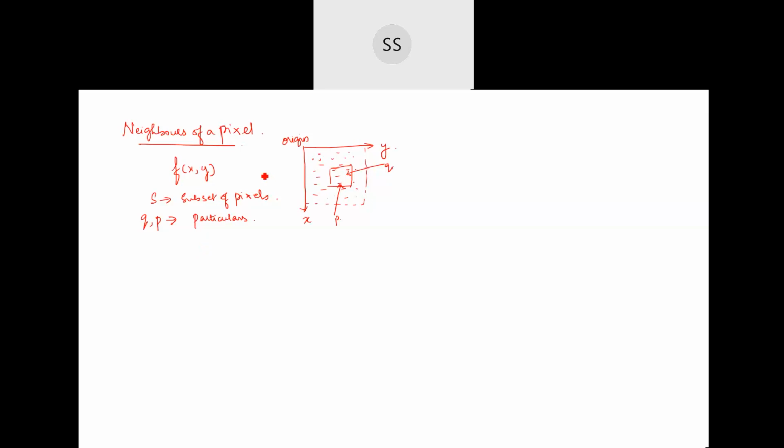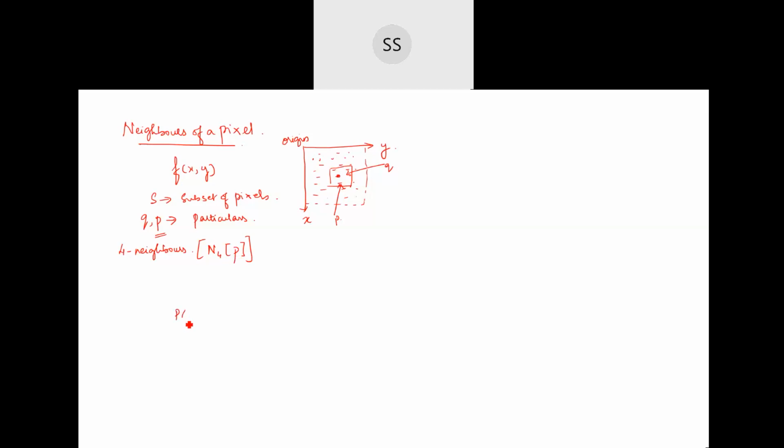Now, I want to find, if I take a particular pixel, who are the neighbors of my pixel? So first we will talk about the four neighbors, that is represented as N4 of which pixel? I'm going to consider pixel p. So here I'm finding the four neighbors for pixel p.